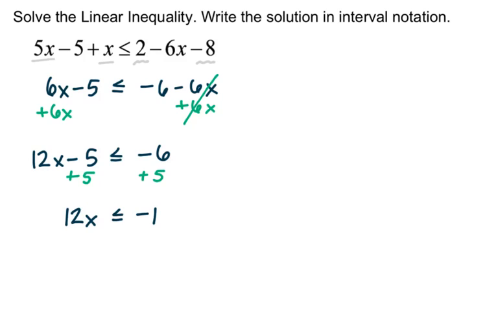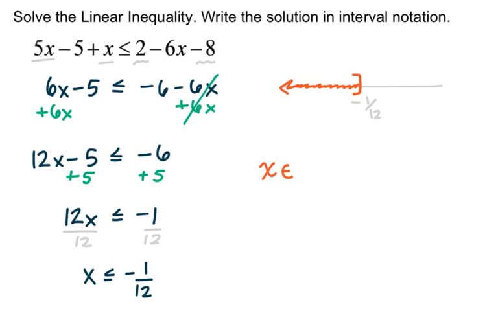And then I'll divide on both sides by positive 12. And I'm dividing by a positive number, so I do not need to flip my inequality sign. So my final inequality here, my solution inequality, is x is less than or equal to negative 1/12. So less than or equal to negative 1/12 means we are shading to the left of negative 1/12. And my solution set is that x is in the interval from negative infinity to negative 1/12.